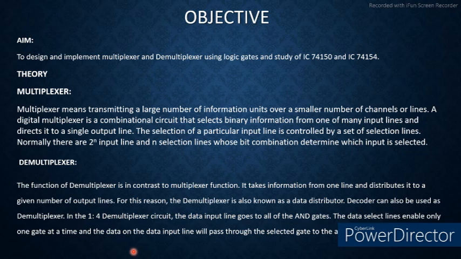In this 1x4 demultiplexer circuit, the data input line goes to all of the AND gates. The data select lines enable only one gate at a time, and the data on the data input line will pass through the selected gate to the associated data output line.